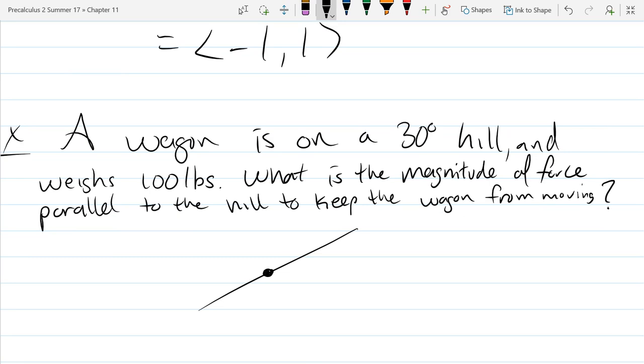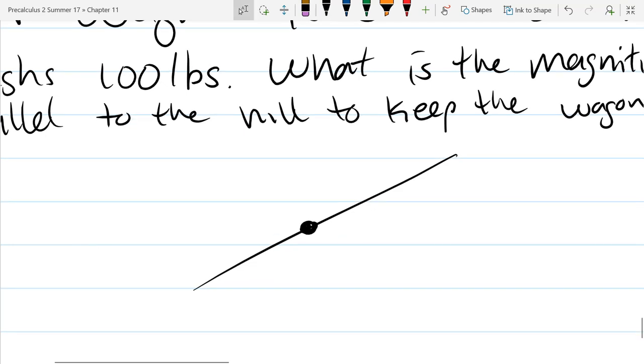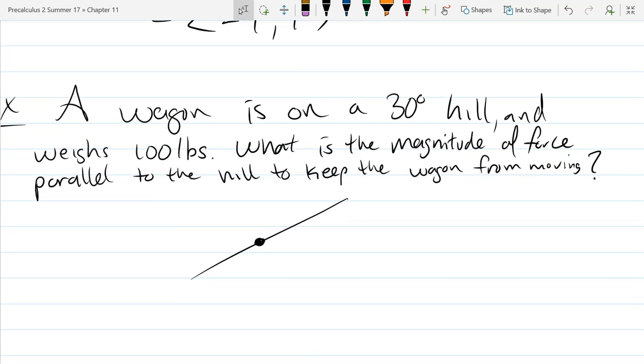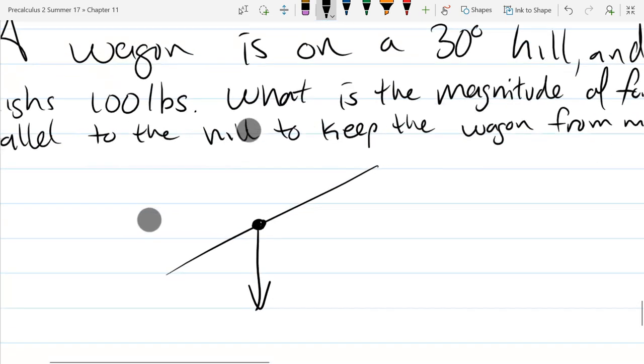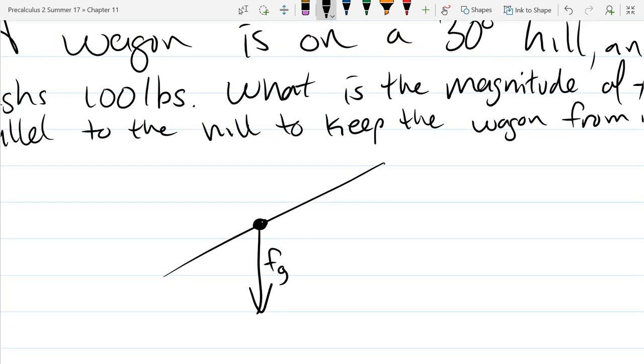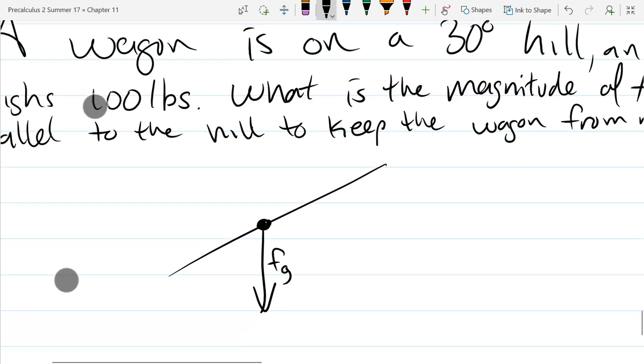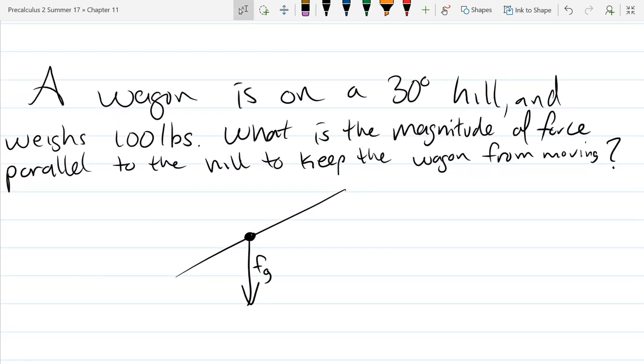So we got a 30-degree hill, and we're going to draw our wagon as a single point. And it weighs 100 pounds, so that's 100-pound force going directly down. So we'll call this FG. Now we're supposed to have another force parallel with the hill to keep the wagon from moving.